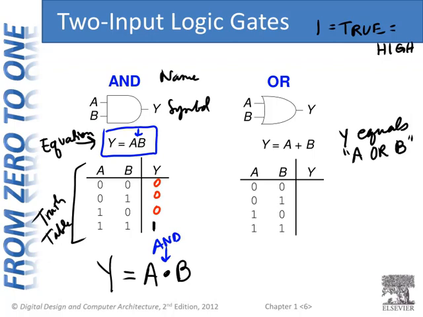So we adopt this plus symbol to mean or. That equation is never read Y equals A plus B. It's not read as plus. So y equals A or B, that plus is not optional. The plus symbol is not optional. It has to be there. So y equals A or B.